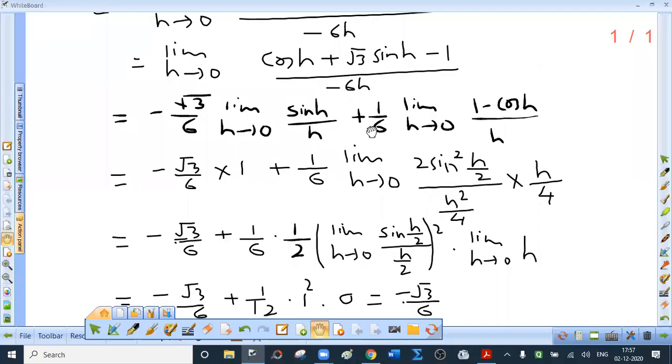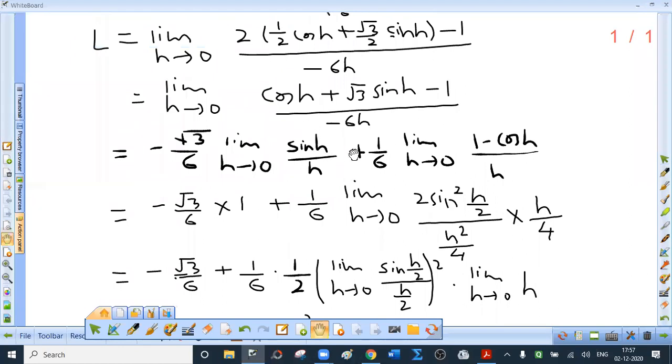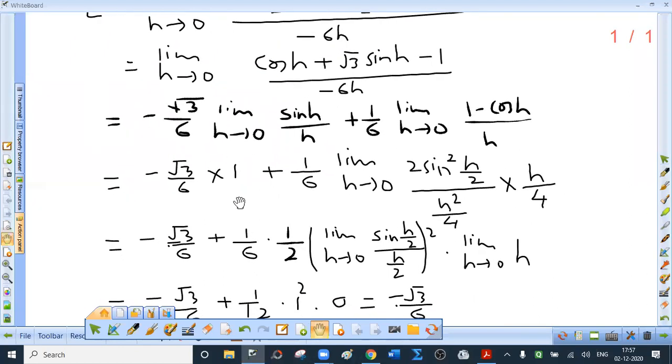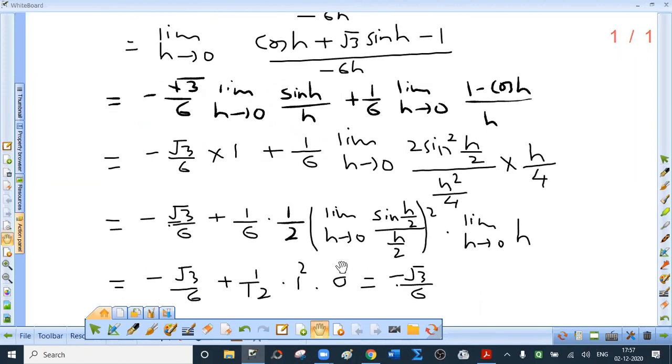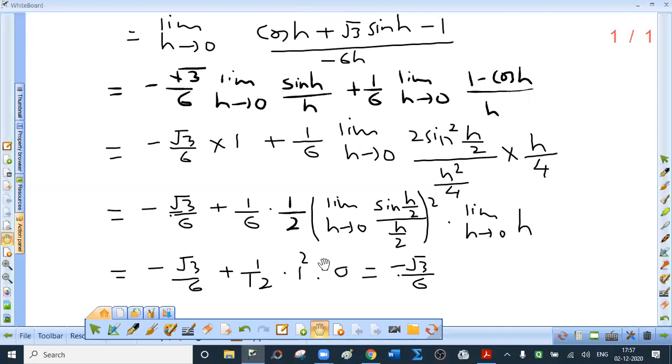Okay, I'll explain this part once again. Split the numerator; this is a standard limit, its value is 1. 1 minus cos h is 2 sine square h by 2. Now sine square h by 2 requires h square by 4. To get the original function back, we must have h by 4. Now the limit of a square is the square of the limit. What is the limit of h as h tends to 0? 0. 0 into 1 by 12 equal to 0. So the answer is minus root 3 upon 6.